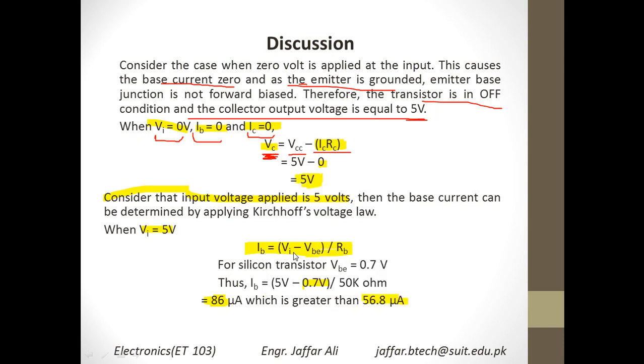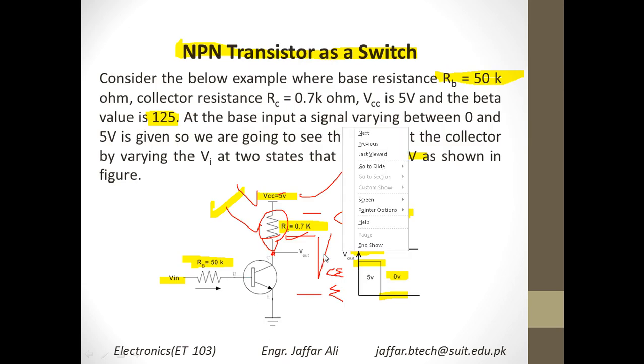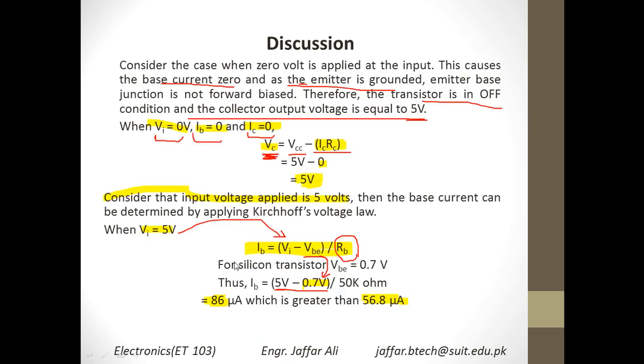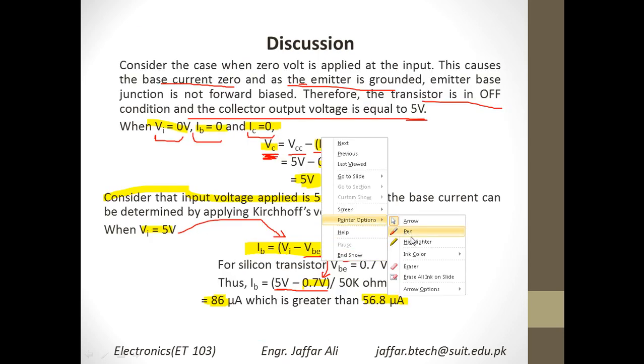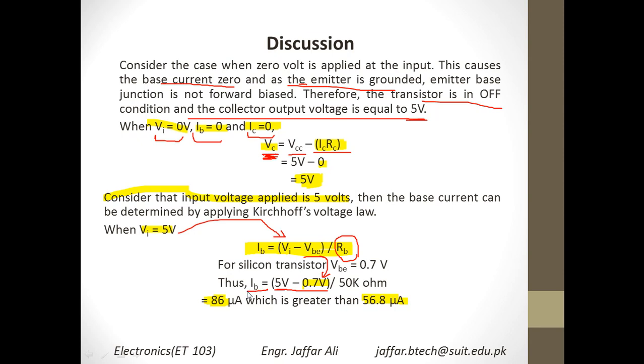From these equations, if you put the value of VI over here, you get 5 volt, and this VBE, it's given that it's a silicon transistor by default, so you just have to subtract this from this, and divide the voltage by this RB, and RB has already been given to you, that is this 50k. You can see that this is 50k. If you divide this, you get the value of the current at the base, and the base current turns out to be 86 microampere.